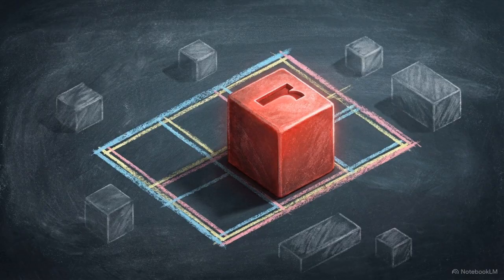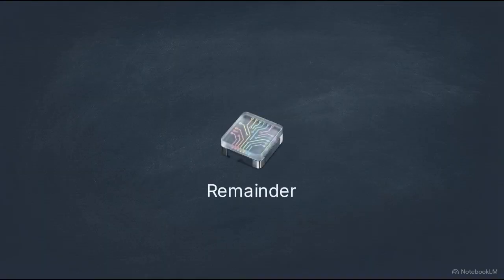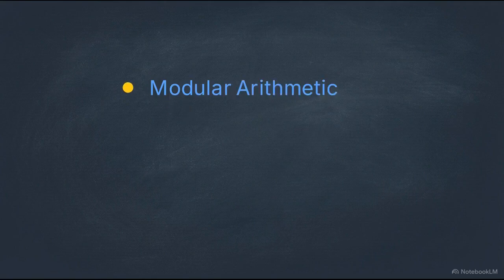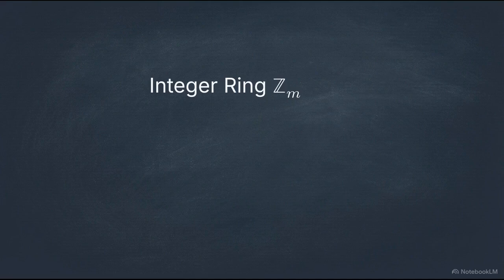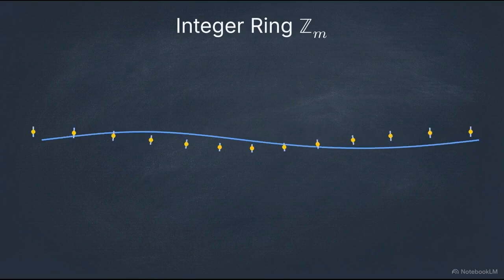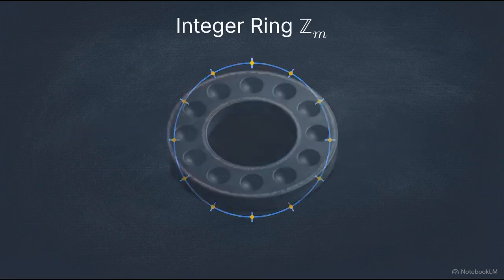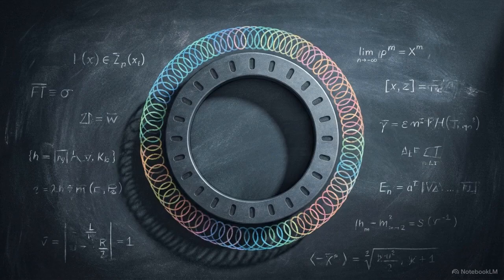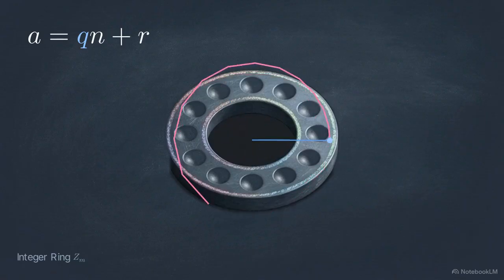Focusing exclusively on the remainder creates a mathematical structure known as modular arithmetic, which operates within an integer ring, denoted as Zm. This structure takes a standard infinite number line and bends it, connecting the ends to form a closed circular track with a finite set of discrete integer points. Applying the division algorithm here, the quotient q simply dictates the number of full rotations around this circle, while the remainder r dictates your final exact landing position.